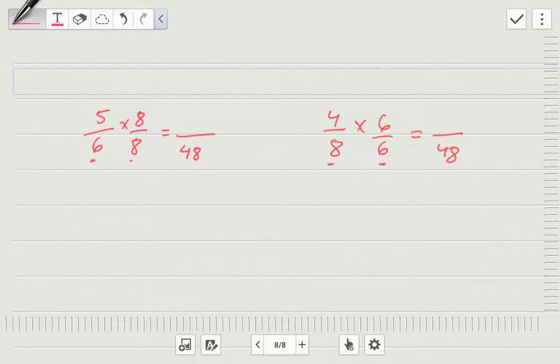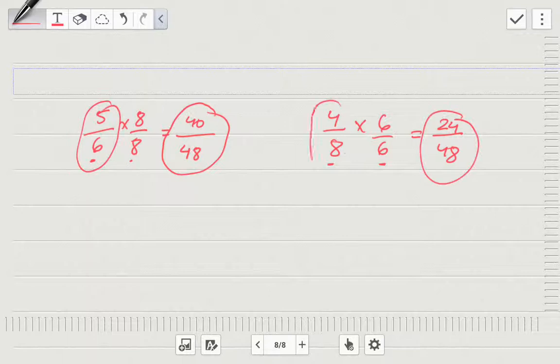We don't care what value we get on the top. 8 multiplied by 5 is 40, 6 multiplied by 4 is 24. The only thing we are saying is 40 divided by 48 is same as 5 divided by 6. 24 divided by 48 is same as 4 divided by 8. Now you can do subtraction and addition between these two fractions by working on these two altered fractions.